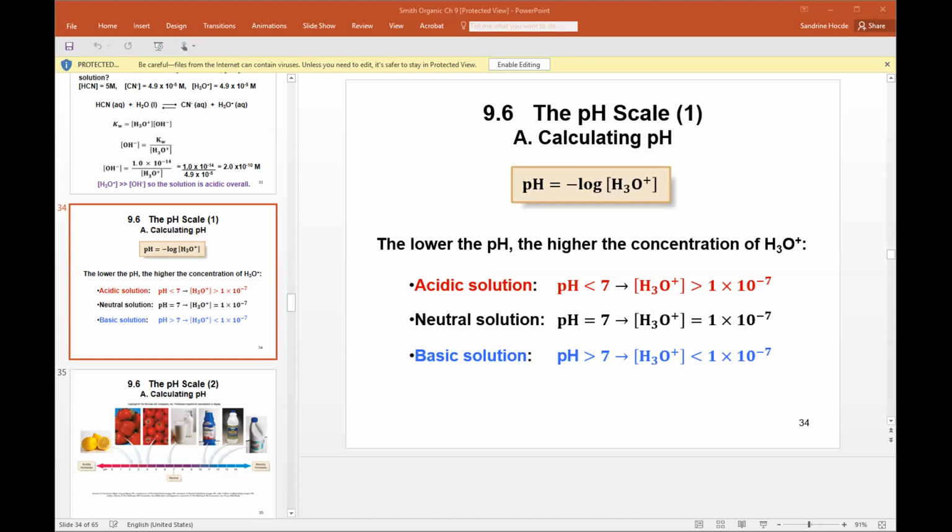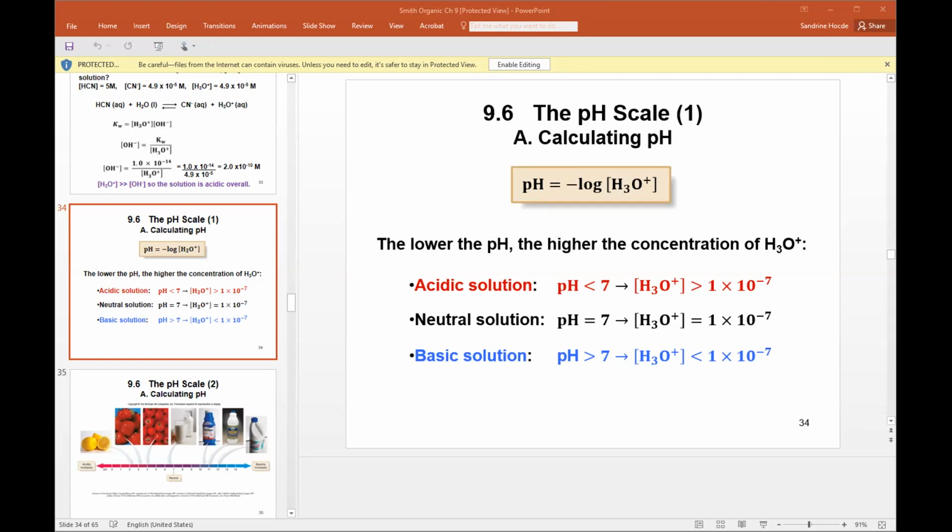When you have a small concentration of H3O+, so 1 × 10^-8, 10^-10, 10^-12, that would be a small concentration of H3O+. So that would indicate a basic solution.